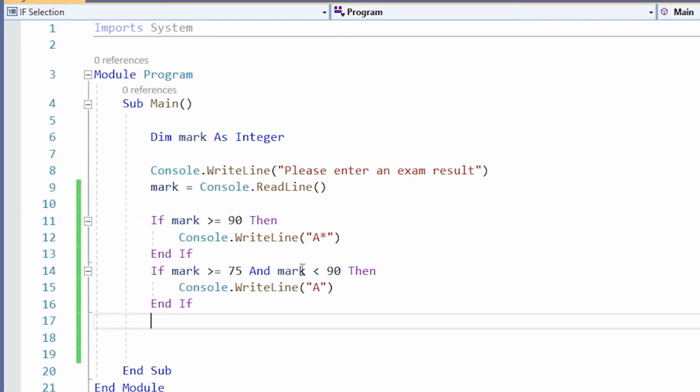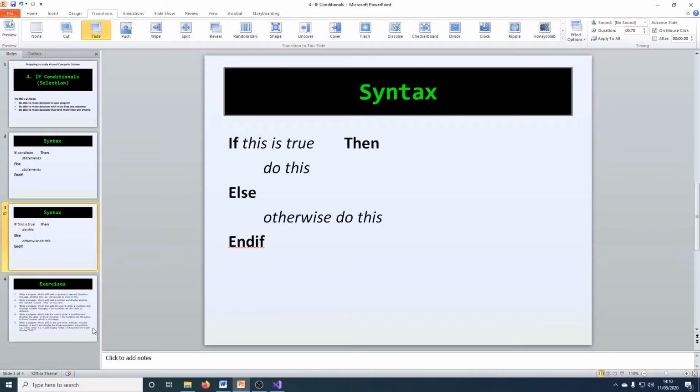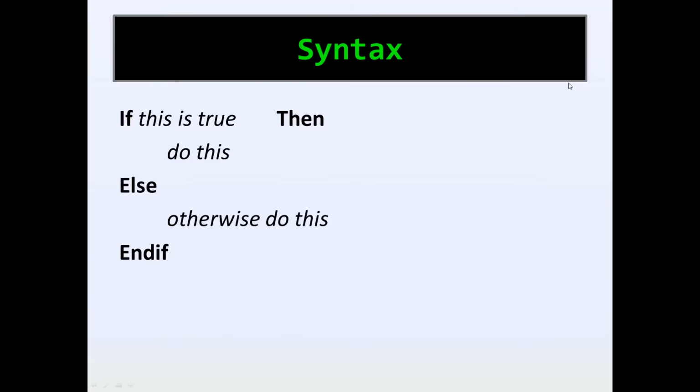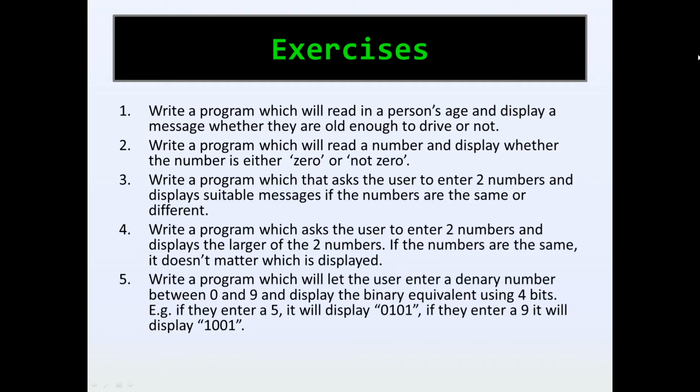So what we're going to do is have a look at some exercises. I'm going to bring them up. There are actually five for you to attempt. I probably won't go through all of them afterwards, but I want you to write a program that will read in a person's age and display a message of whether or not they are old enough to drive.